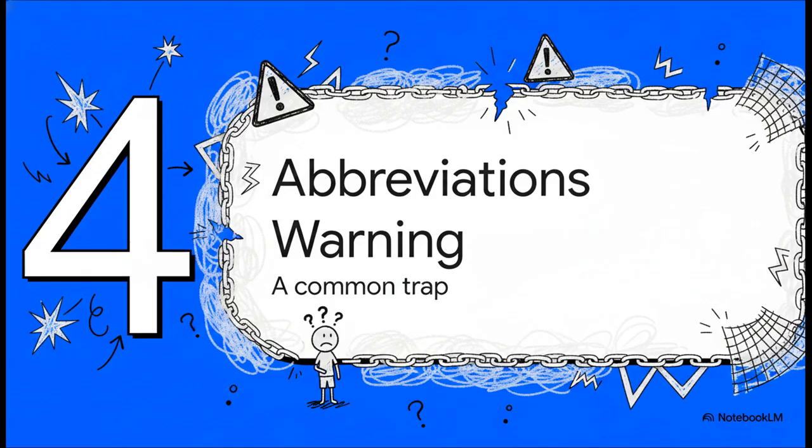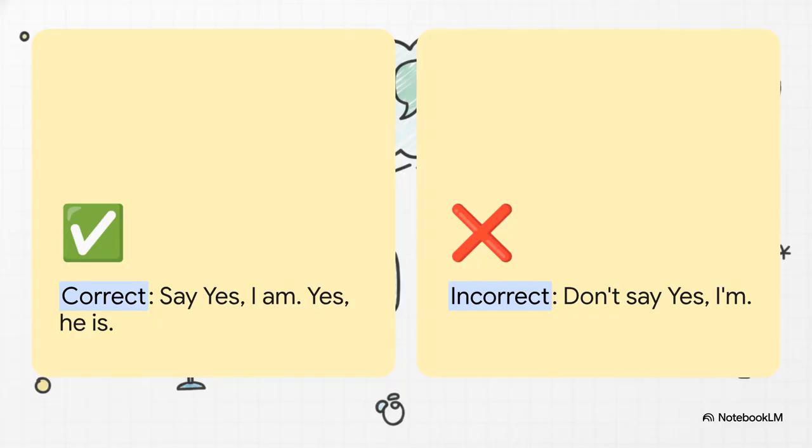Which brings us to section 4. Watch out for abbreviations. This is a really common trap. Okay, I really need you to pay close attention right here. This is literally the most critical warning of our lesson, and honestly, it's a stumbling block that trips up so many beginners. Over on the left, we see the correct forms. Yes, I am. Yes, he is. But on the right, we have the incorrect forms. Yes, I'm. Yes, he's.